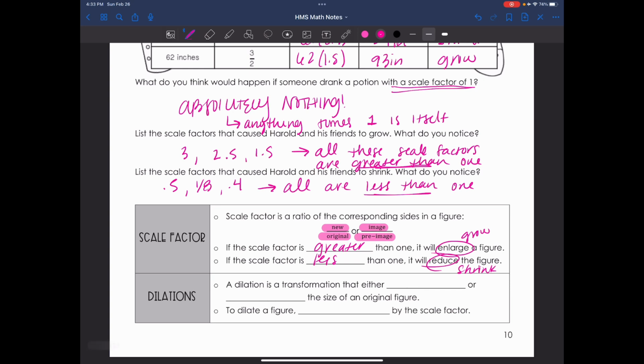Furthermore, a dilation, which is what I guess the verb is, what we're doing to the figure is a dilation, and we're using a scale factor to do that. We enlarge or reduce, depending on the scale factor. To dilate a figure is basically just multiplication, which is what we did at the top, right? All we did was multiply the number times the scale factor and got the new number.